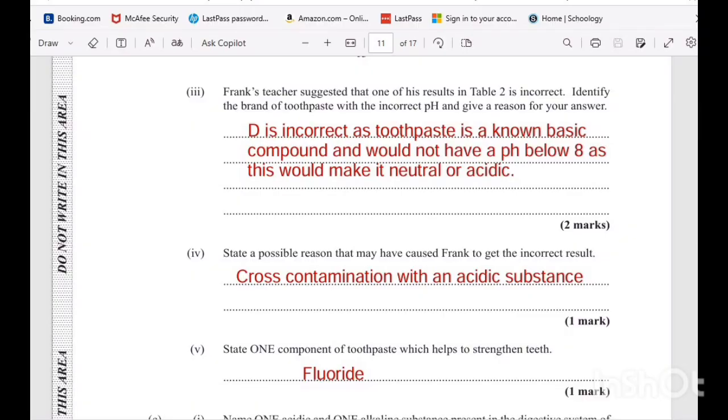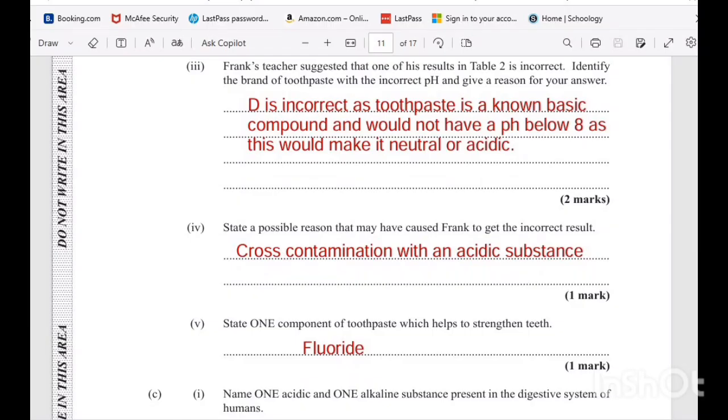Part 5 says state the one component of toothpaste which helps to strengthen teeth. And if you know about toothpaste, you know fluoride is the component of your toothpaste that helps to keep your teeth strong.